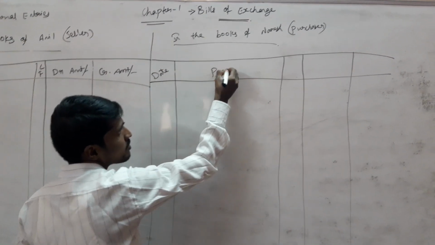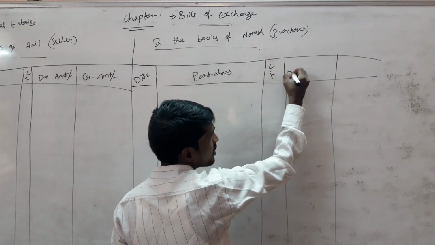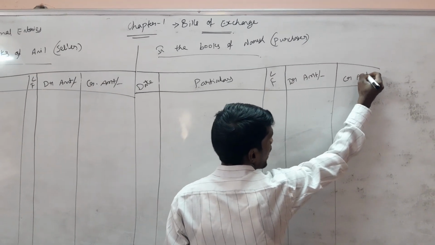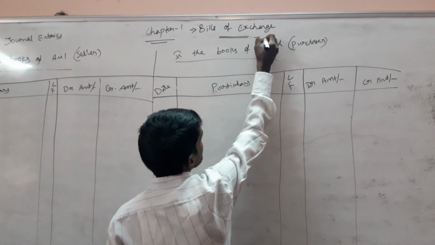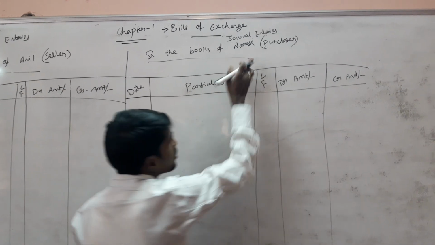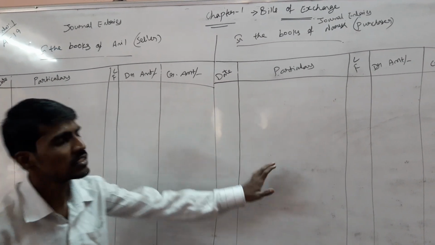Date, particulars, LF, debit amount and credit amount. Journal entries in the books of Naresh. So we will prepare separately for Anil and for Naresh.